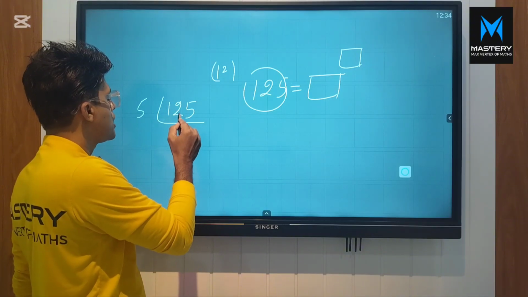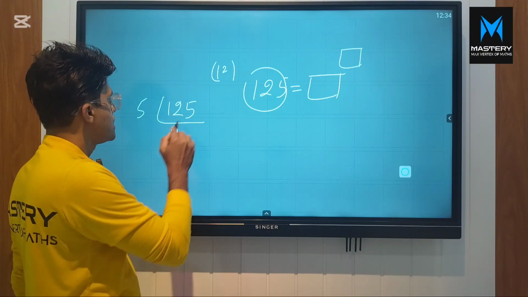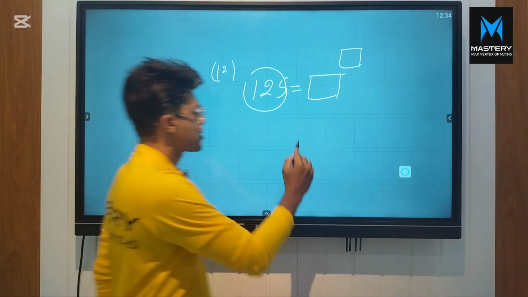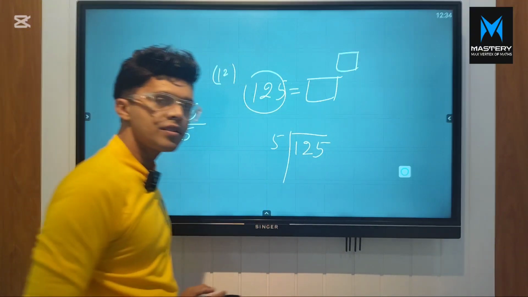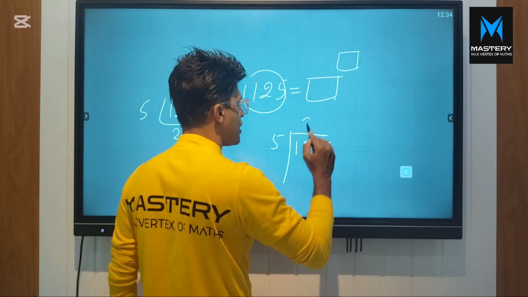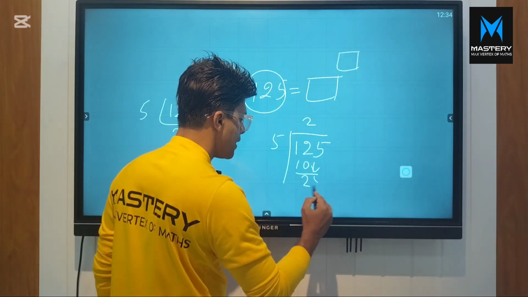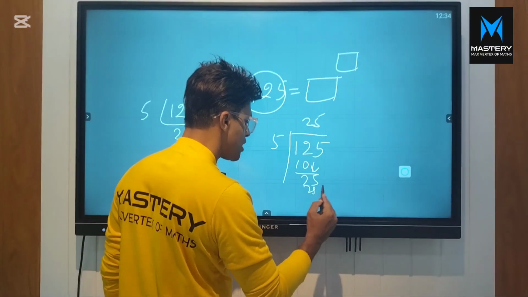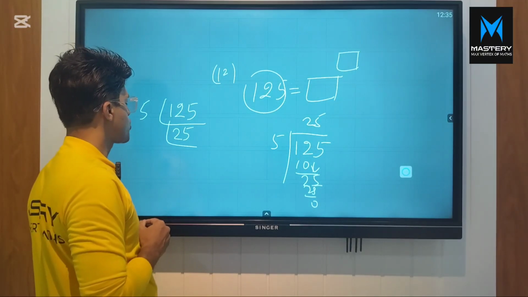So 12 upon 5 is 2. 5 times 10, remainder is 2. Then 25 upon 5 is 5. Which means, what did I do here? I divided this 125 by 5. 5 times 10, then 2 minus 0 is 2 here. Then 25 upon 5 is 5. So 5 times 5 is 25. So here 25, when you divide 125 by 5 it is 25.